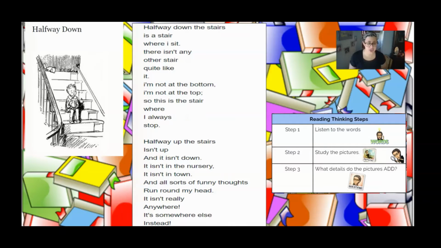Let's study the picture. Your teacher's going to pause the video and you guys are going to look at the illustration that the illustrator drew to match this poem. While you're doing this, you're going to look at all the parts of the illustration, including the background, what's happening behind the boy. Study the characters, the child, to see what they're doing and how they're feeling. Your teacher's going to pause the video and you're going to look real close. This is where you need those spy eyes. Look real close at that illustration.